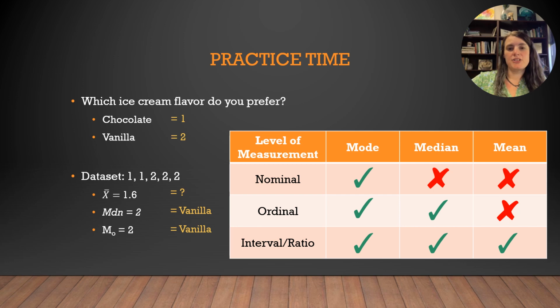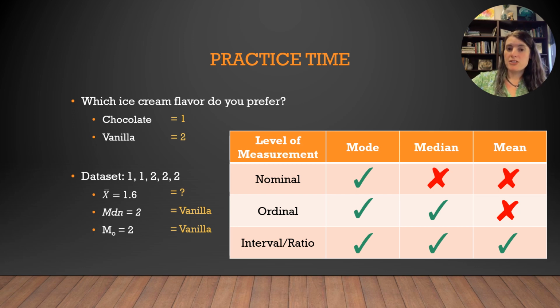This chart here shows you how this breaks down. We can interpret the mode for every variable, no matter what level of measurement. The median has to be either ordinal or interval ratio, which makes sense because the median is about finding the middle. And how do you find a middle if you don't have rank ordered options? And the mean, well, that's the most picky. Mean can only be interpreted when the data is at the interval or ratio level of measurement at the beginning.